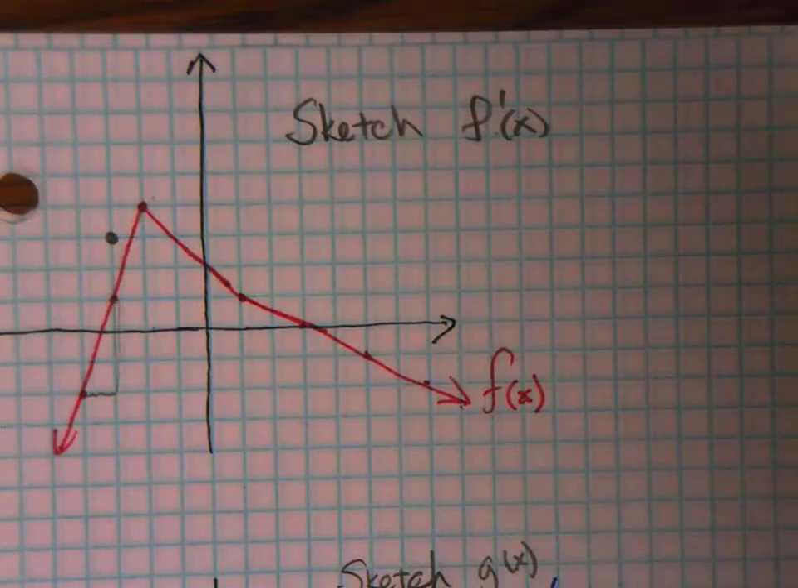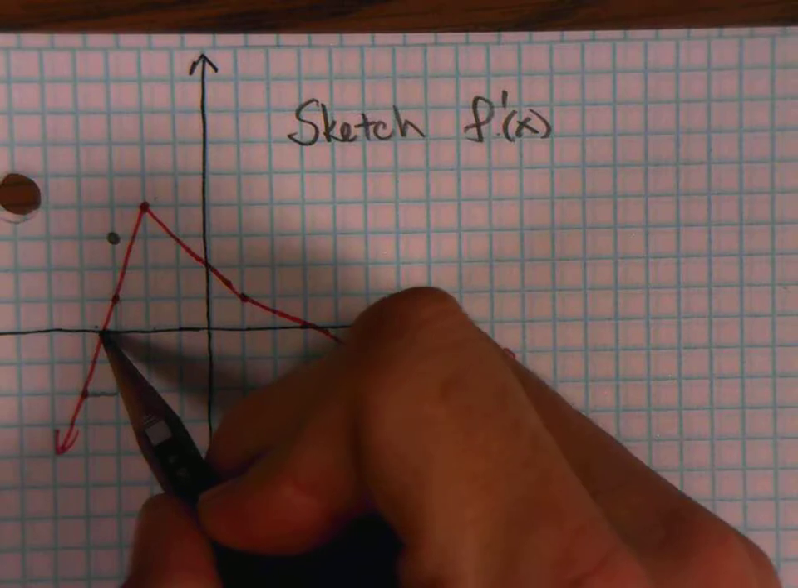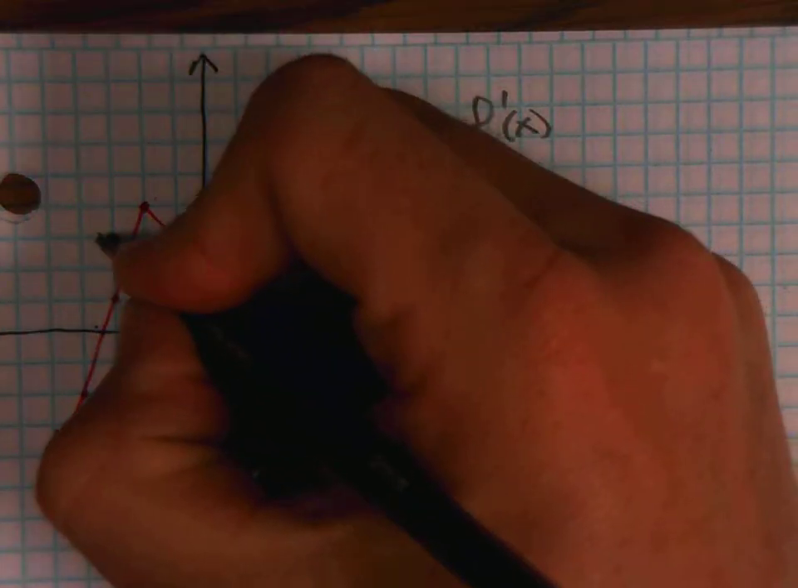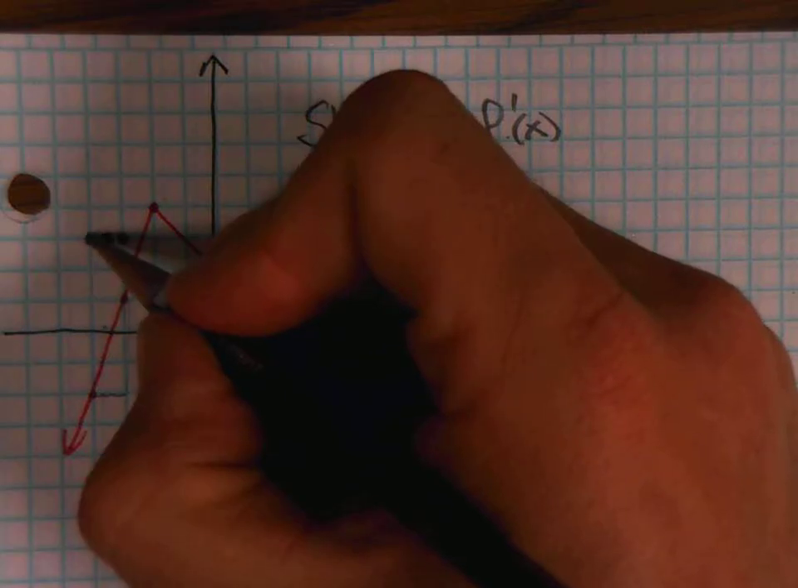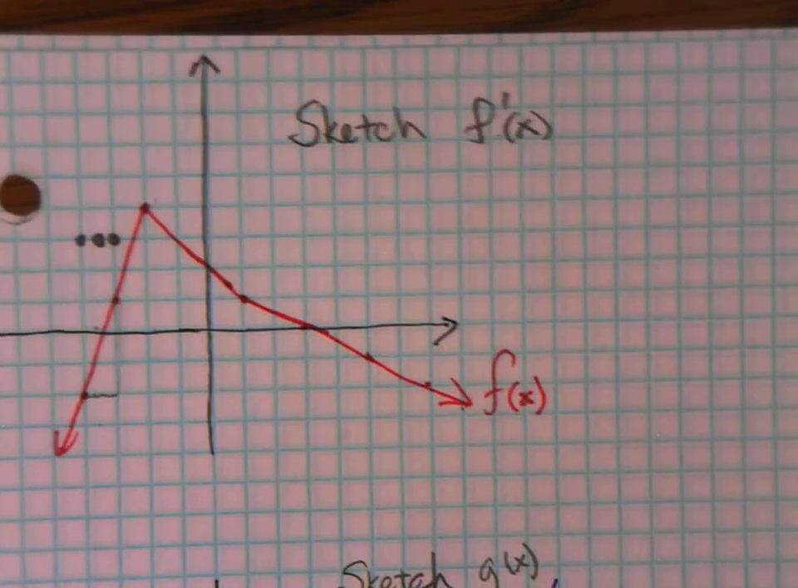F prime is 3 at the same spot. The slope of f is 3, f prime is 3 at the same spot.